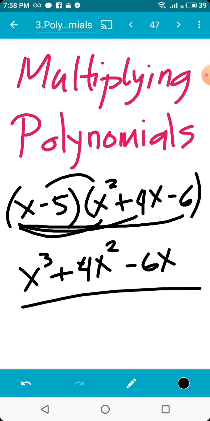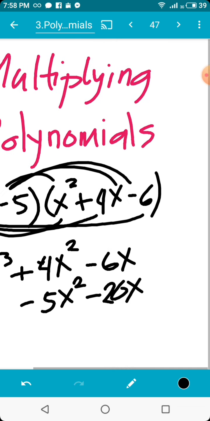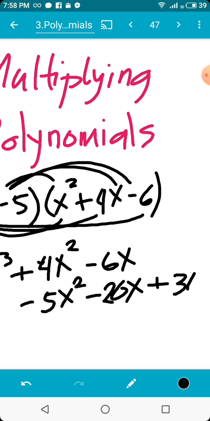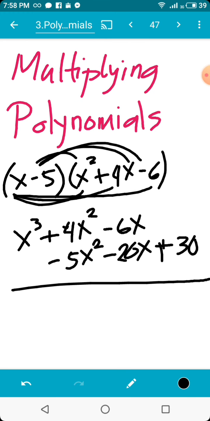Itapat na natin dito kung saan sila parehas. So, dahil ito yung parehas niya, so dito natin ilalagay. Okay? And then negative 5 times positive 4x, that is negative 20x. Okay? And then negative 5 times negative 6, that is positive 30. Okay? And then combine like terms. So, wala namang katapat si 30, so that is positive 30.